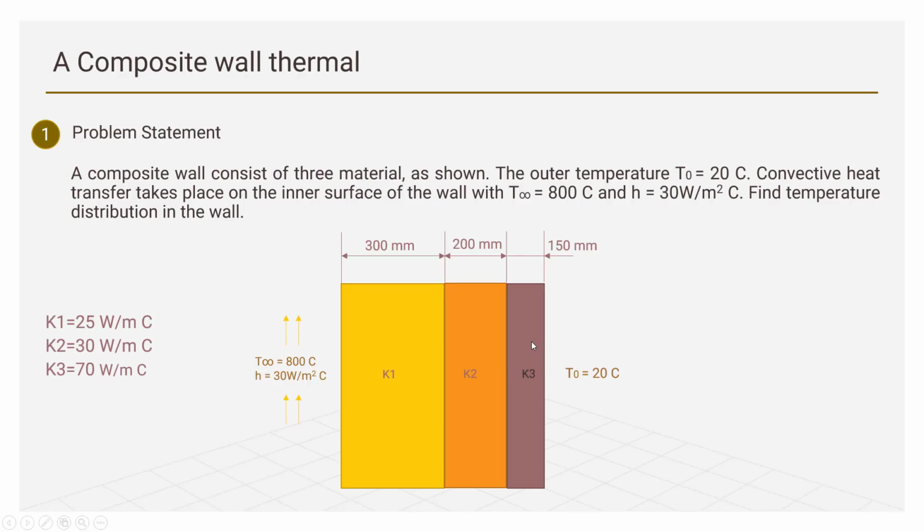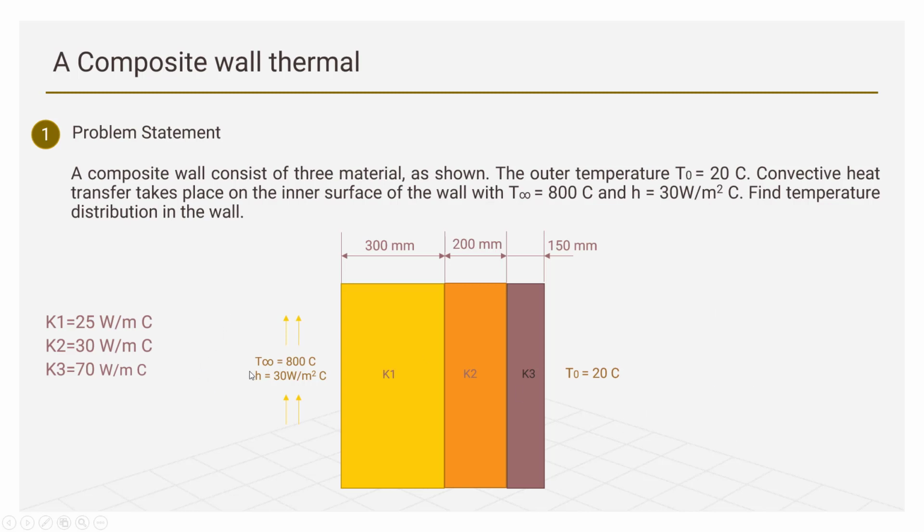So this is the problem statement given, composite wall thermal analysis. A composite wall consists of three materials as shown in the figure, K1, K2, K3. The outer temperature is 20 degrees Celsius. So on the right hand side this temperature is 20 degrees Celsius, atmospheric temperature. We can consider this side is atmosphere.